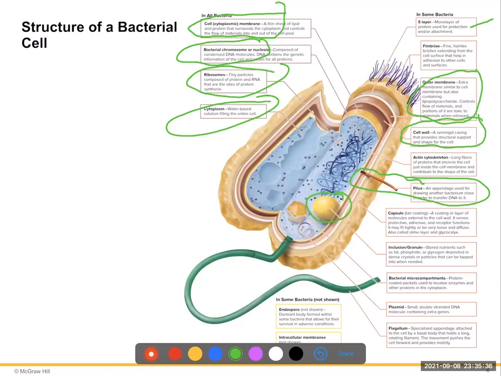Bacterial microcompartments. These are protein coated. They're protein coated packets used to localize enzymes and other proteins in the cytoplasm.